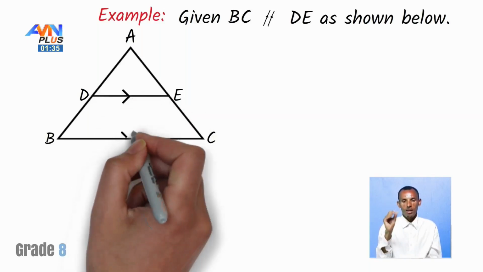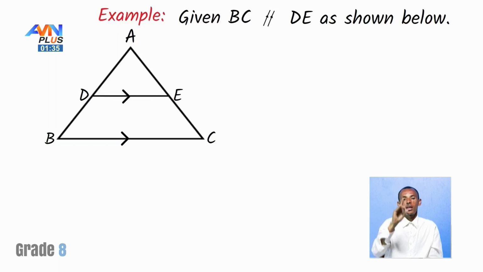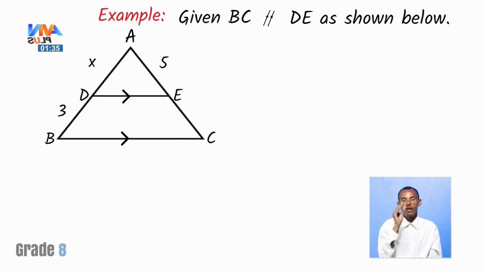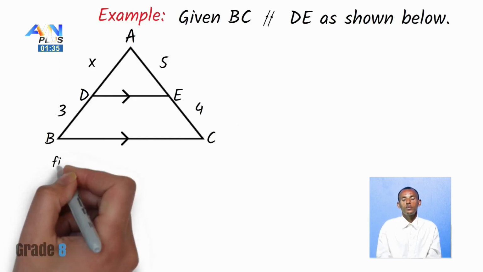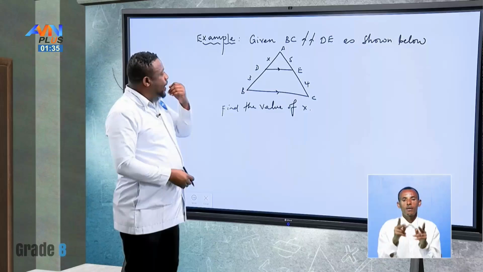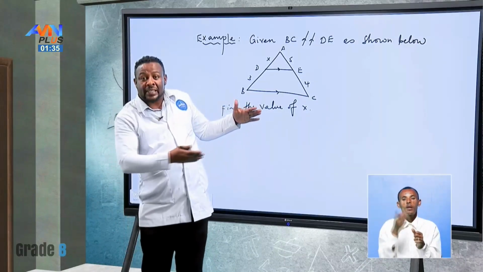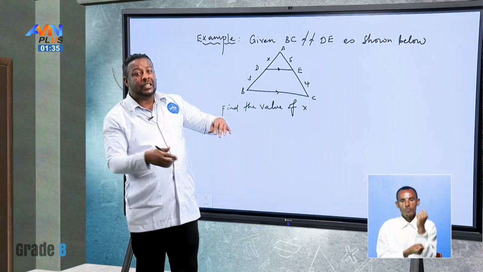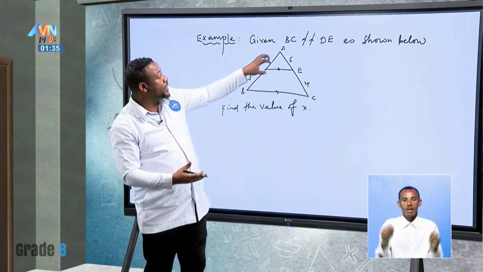And assume the length of AD is x and DB is 3. And assume this length from A up to D is 5 and E up to C is 4. Okay, so find the value of x here. Okay. If you remember, in our previous example, we have proved a certain fact regarding a similarity of triangles having this form. Okay.